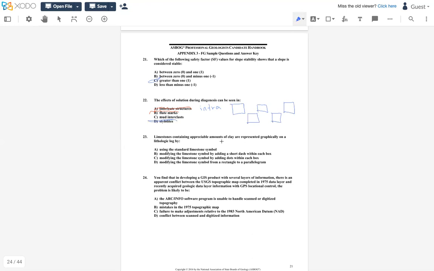So let's look at what we got. Using the standard limestone symbol. Okay, so we wouldn't want to use that. If we have appreciable amounts of clay, that means we're not going to ignore it, right? So we can't just use the regular old limestone symbol. We've got to use something else. Modifying the limestone symbol by adding a short dash within each box. So what would that look like? I'm going to take another color. Let's use green. I don't think I've used green. And we started putting little dashes in the boxes.